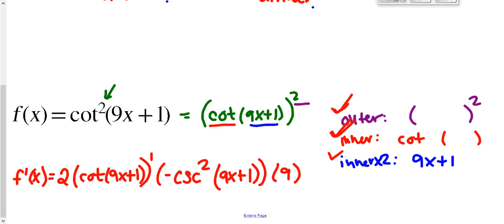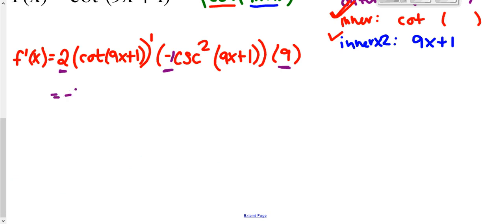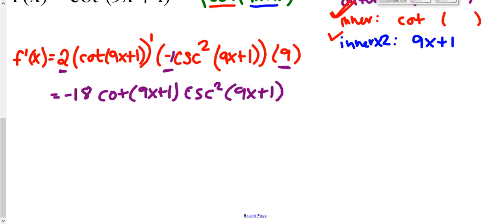If you really wanted to simplify this, the only thing that you could do is multiply the 2, the negative, because technically this is a negative 1, and it's not stuck inside. It's in parentheses, but there's no exponent on those parentheses, and the 9. So we could multiply all those together and get a negative 18 cotangent of 9x plus 1, can't change, times cosecant squared of 9x plus 1, can't change. So that is the most simplified form of this. I know it's long, but there's all our parts. That's all we can do. That's it for this problem.